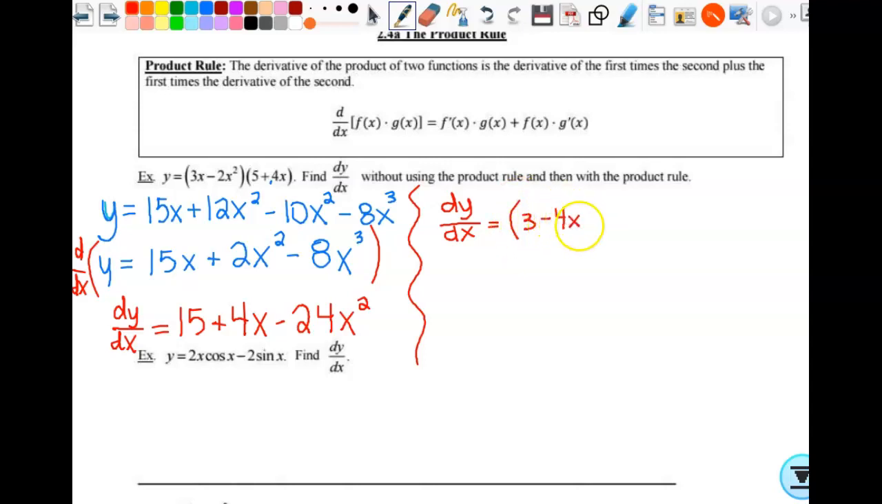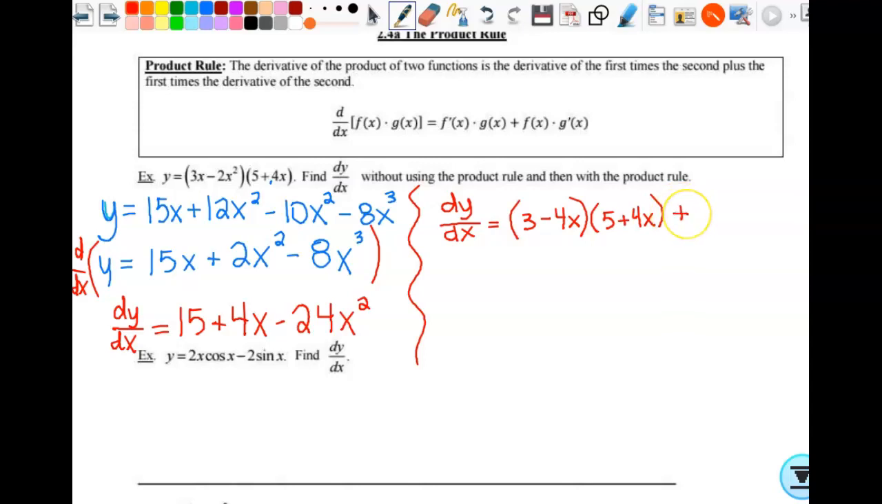3 minus 4x. And guys, because that is two terms, we have to group it. Okay, so make sure you group if it's multiple terms. All right, so that's derivative of the first. We multiply that by the second function. Just leave it alone. 5 plus 4x. So that is just getting derivative of the first, times the second.